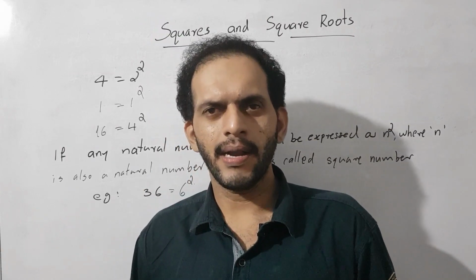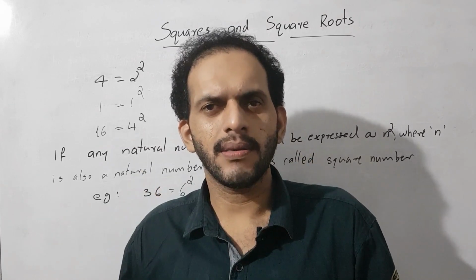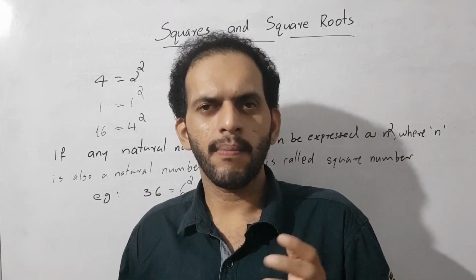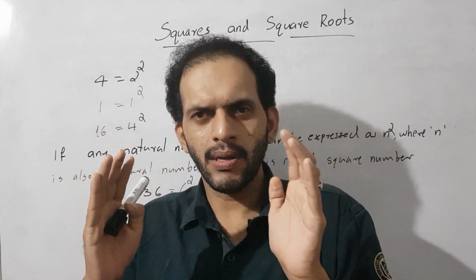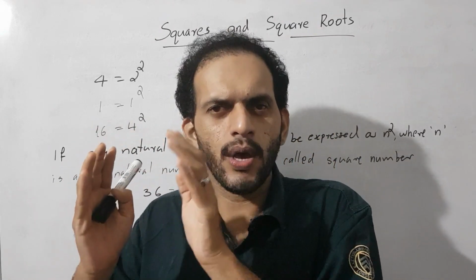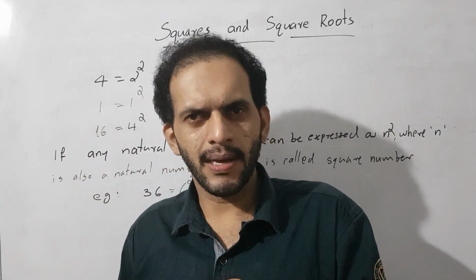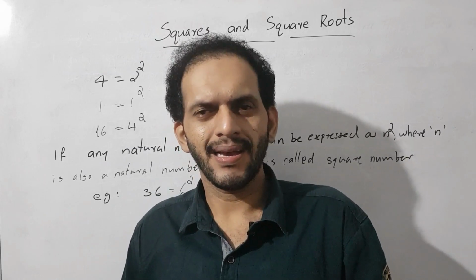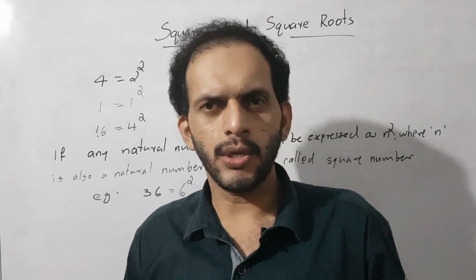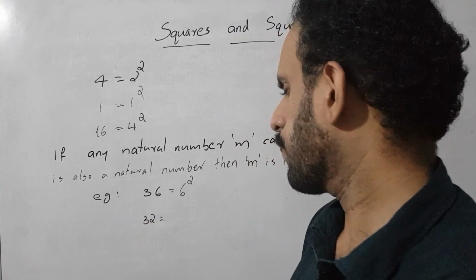I think you got the idea how to identify, how to find whether the given number is a perfect square or not, a square number or not. We just think about whether this number is possible to convert in the form of a square of a natural number. If that is possible, then we conclude it is a square number, otherwise it is not. For example, 32.